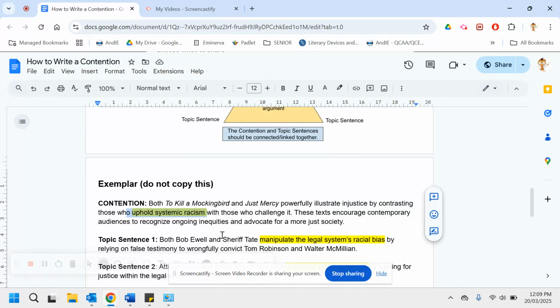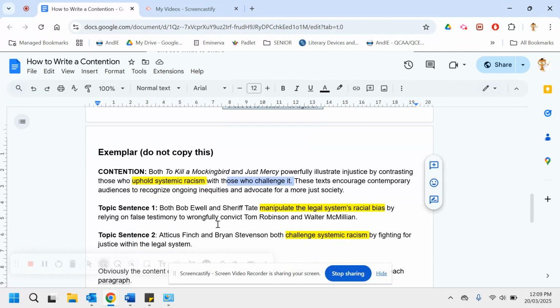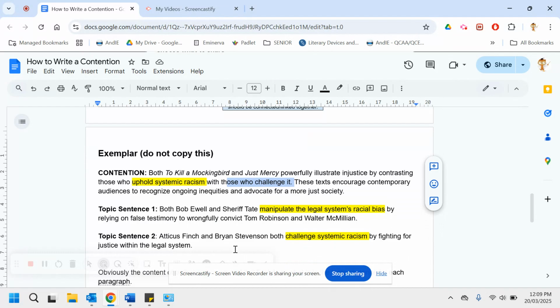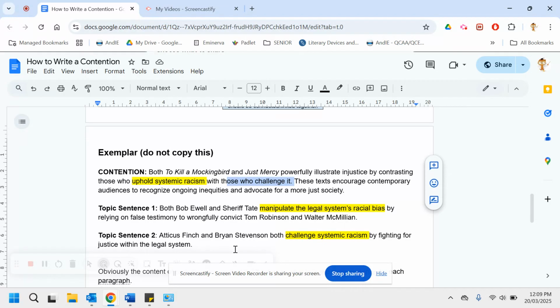Right. Now, obviously, I want to talk about contrasting characters. So, two characters that are people who challenge the systemic racism and challenge the injustice that happens in the society. And for me, it was very obvious that it's the two lawyers. We've got Atticus Finch and Brian Stevenson. So, very short, sharp topic sentence here. Atticus Finch and Brian Stevenson both challenge systemic racism by fighting for justice within the legal system.